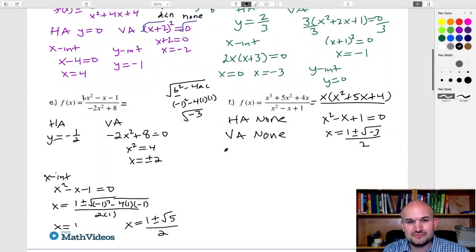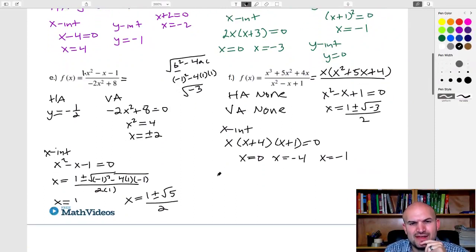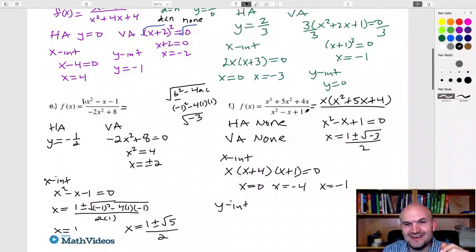For the x-intercepts, I'm just going to set my numerator equal to 0, and I'm going to continually factor this down. So that would be x times x plus 4 times x plus 1 equals 0. So therefore, x is equal to 0, x is equal to -4, and x is equal to -1. So a lot of x-intercepts, right? 3 of them, kind of cool. And then for my y-intercept, I don't have a constant now in the numerator. Oh, actually, I already did an example like that. I probably should have changed it up. So I have 0 over 1, so my y-intercept is y equals 0.